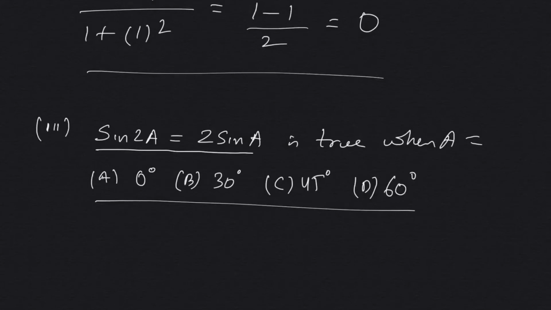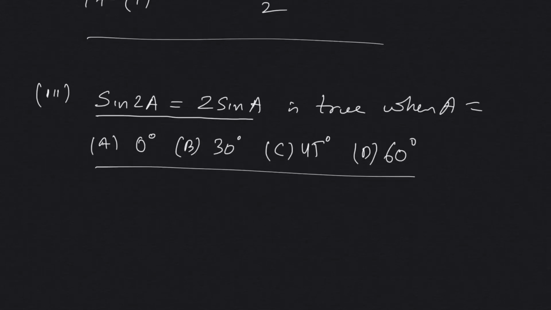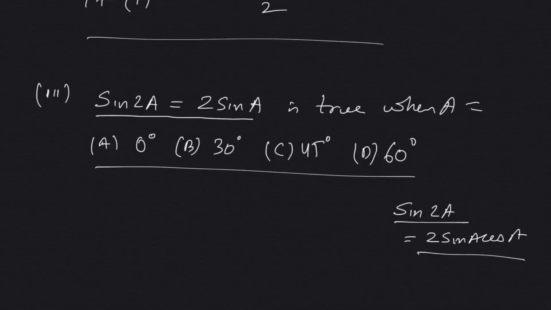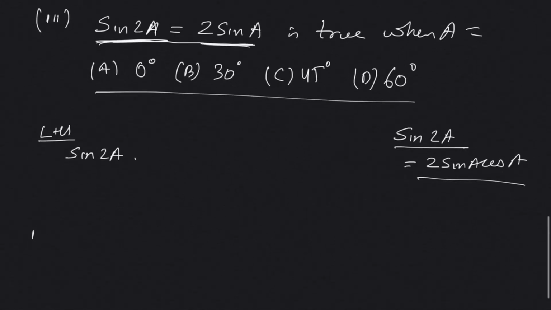There is a formula in class 11 which is sine 2A is equal to 2 sine A cos A. You can solve it by this, but I think it'll make things a little complicated. So what we'll do is we just do it directly. We just have to say for which value of A this is true. So we can write left hand side sine 2A, and right hand side as 2 sine A.